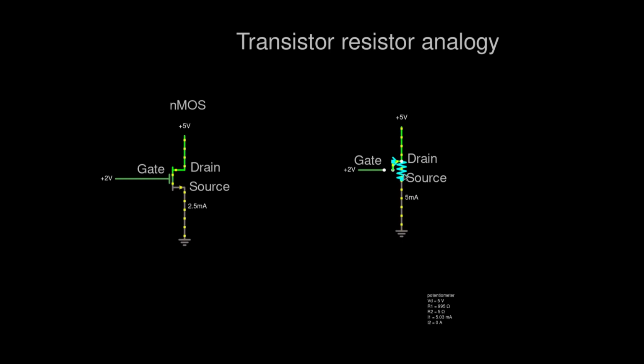So at this moment, this transistor has the resistance between drain and source of roughly about 2 kilo ohms. And that's why we can look at transistors as resistors. Their resistance depends on the gate, or the base, voltage.